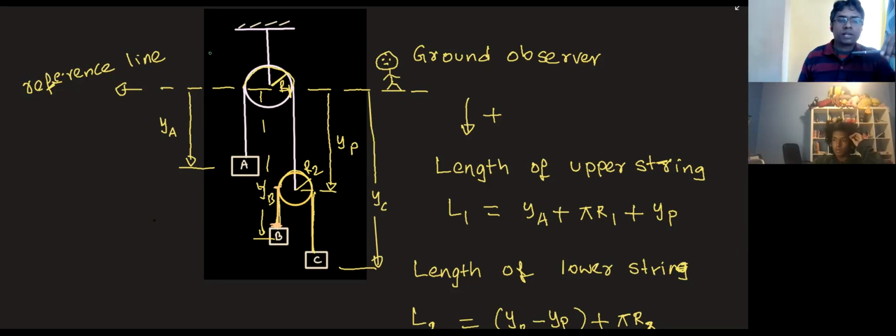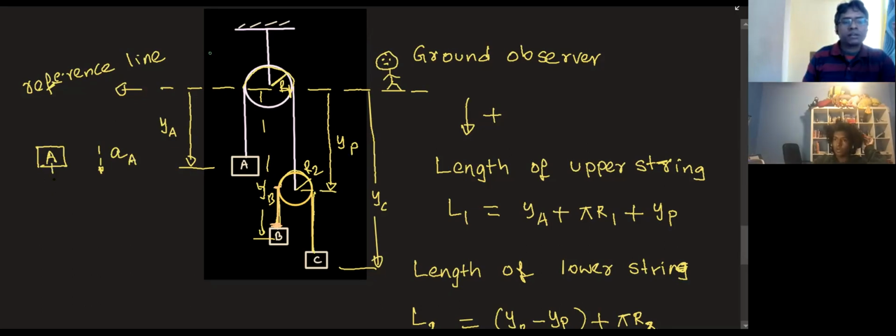So if I take a look at A, I'm assuming that A is going down with acceleration A. And what are the forces acting? 20 newtons in the downward direction. And in this case, the tension in this string is T, suppose. We understand that the tension in the upper string will be 2T. You get this? Yeah. So I can show directly 2T here.